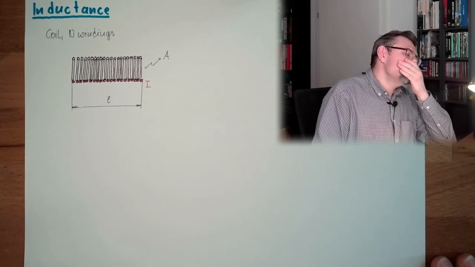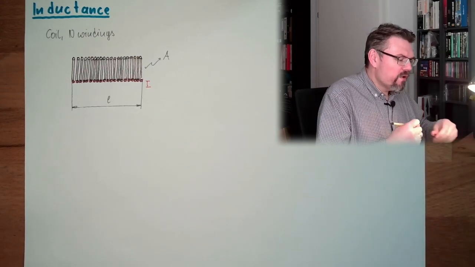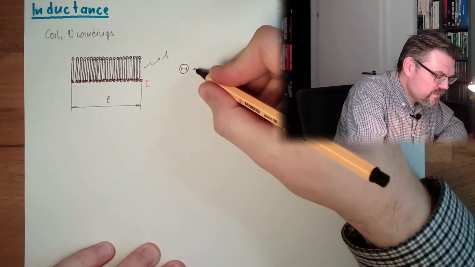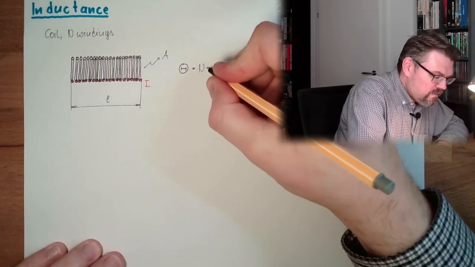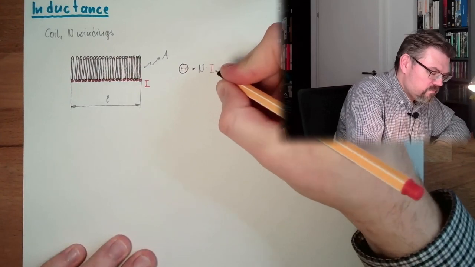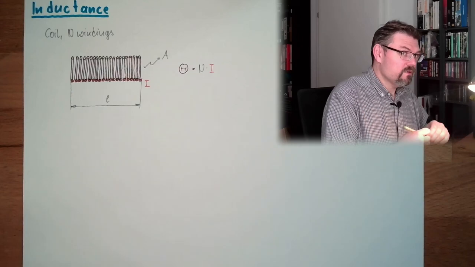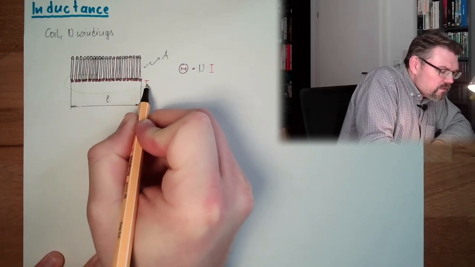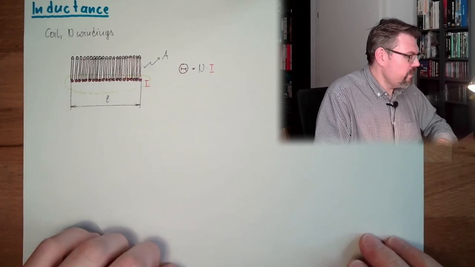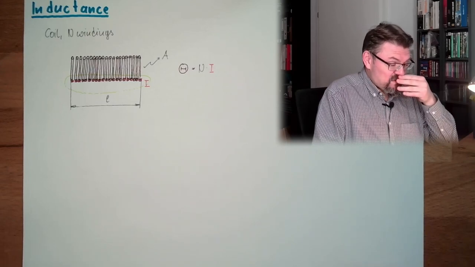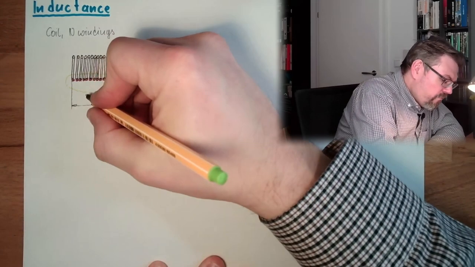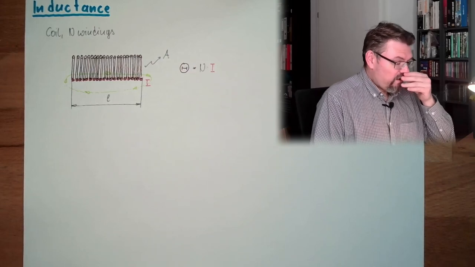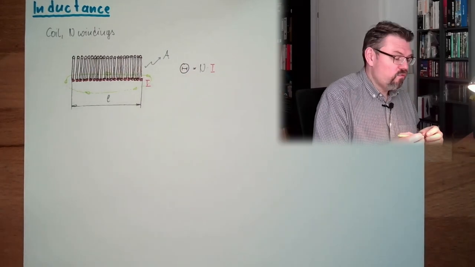And now we come to a point that I never understood. When I learned this, they said, okay, the Durchflutung Theta, the electric flux, equals n windings times the current I. This I understood. It's not that critical, because actually what we are looking at is this area here. We say this is the flow in this direction, this is the orientation of our area, and this is the Durchflutung.